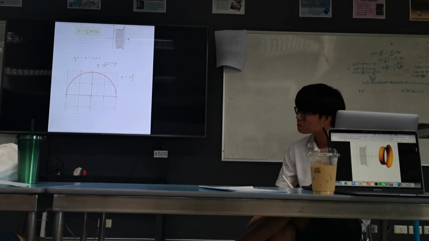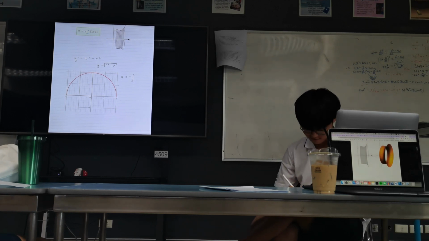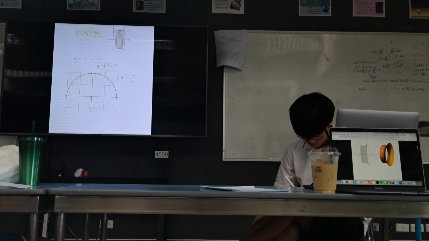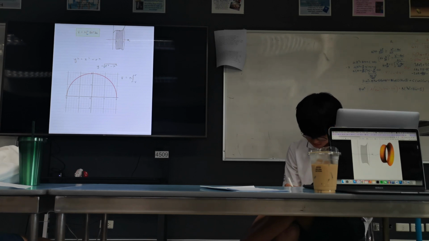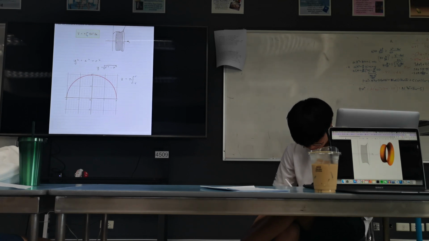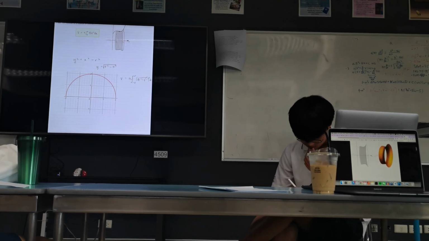4/3 pi r cubed. No, if we were to plug it in. Say it out loud: negative r to r, and then what's your function? Root of r squared minus x squared. Yeah, the square of that. There you go, you had it. The square and the square root cancel.